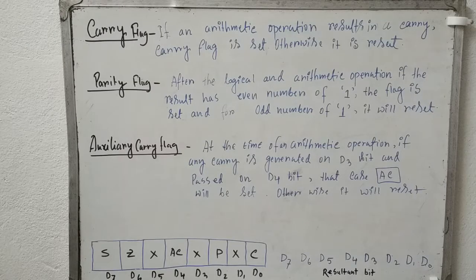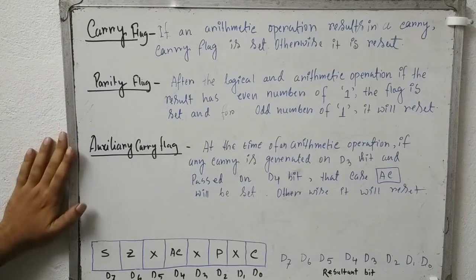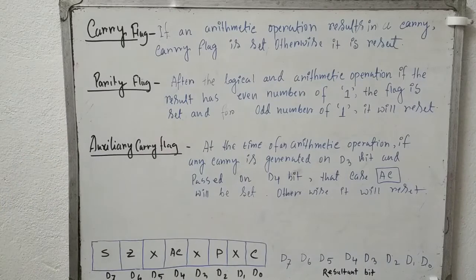So hi everyone. In this video we are going to talk about all the flags in detail. There are 5 flags in the 8085 microprocessor, as you know. What are they? The first one is the carry flag, the second is the parity flag, the third is the auxiliary carry flag, the fourth is the zero flag, and the fifth is the sign flag, as you can see here. And as you can see from the box, their bit positions are also shown here.